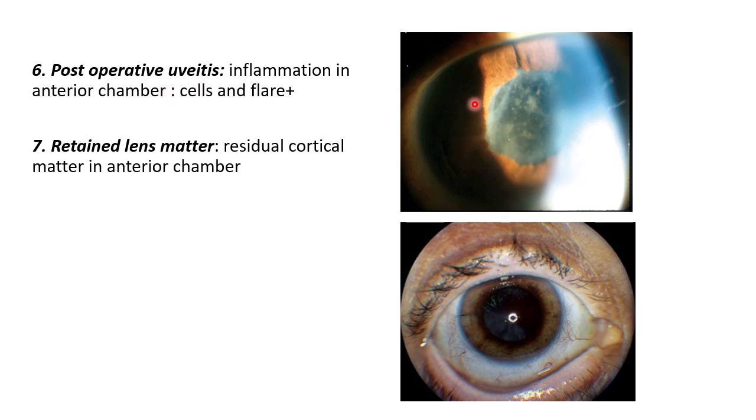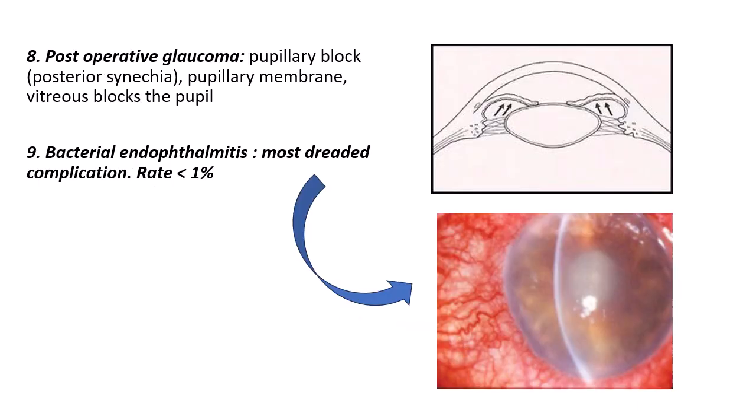Postoperative uveitis. Now look at this diagram over here. You see that the inflammation is so severe that a pupillary membrane is formed. And these brown dots on the surface of the lens are actually iris pigments. Here we have the retained lens matter, residual cortex in the anterior chamber. Maybe in a particular quadrant, the cortex is remaining and it is seen as a fluffy white structure in the early post-op period.